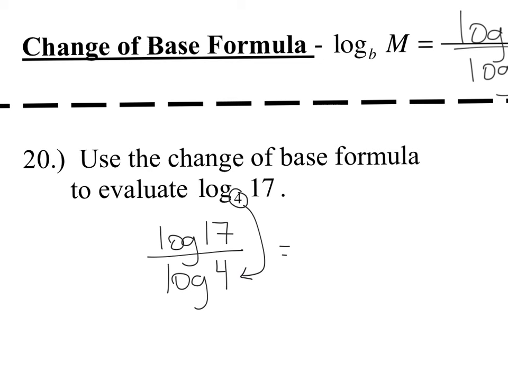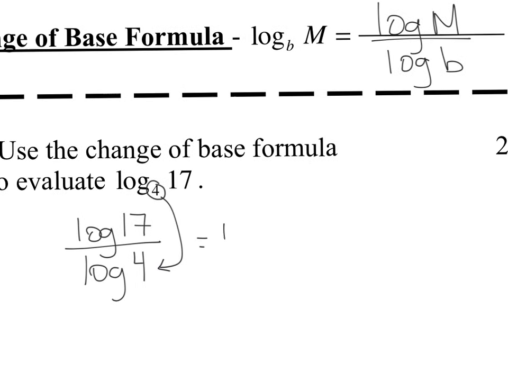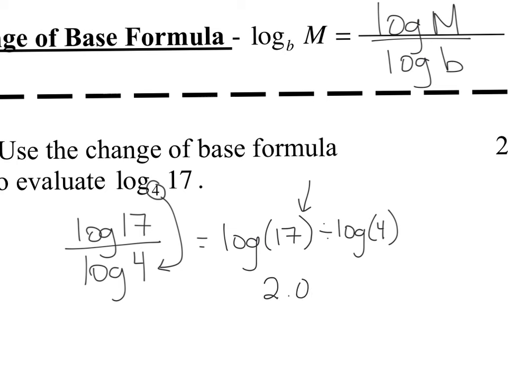Now when you type this in your calculator, make sure that you write log. The calculator opens up a parenthesis when you type in log. Make sure you close that parenthesis after the 17 before you divide it by the log of 4. So go ahead and type that in the calculator and see what you get. When you type it in the calculator, you should get approximately 2.04.